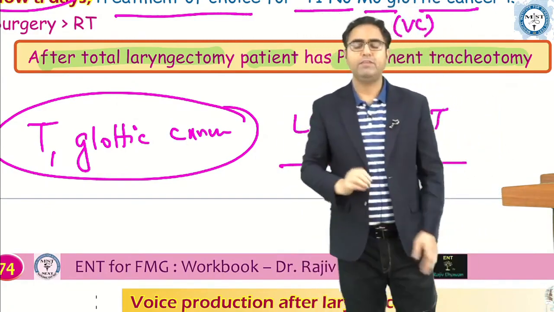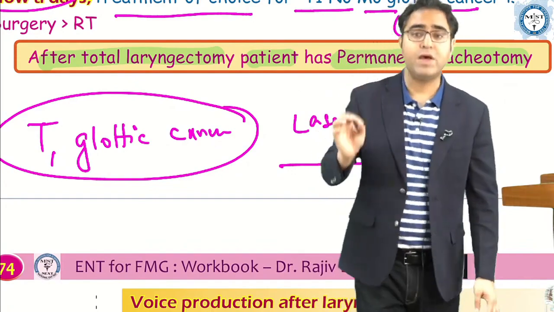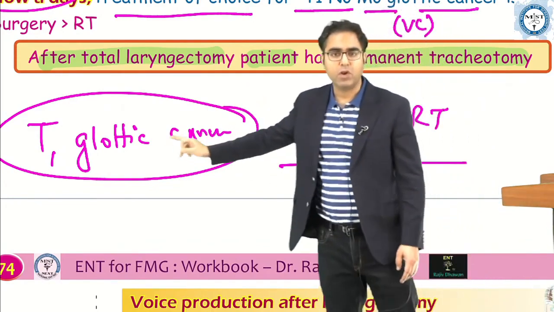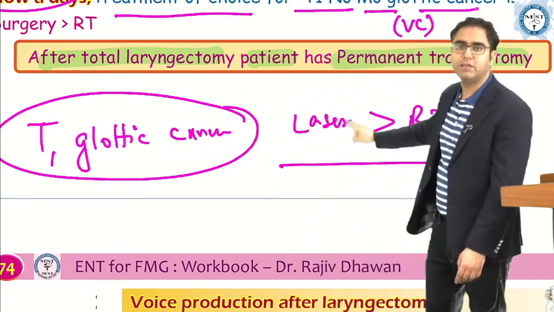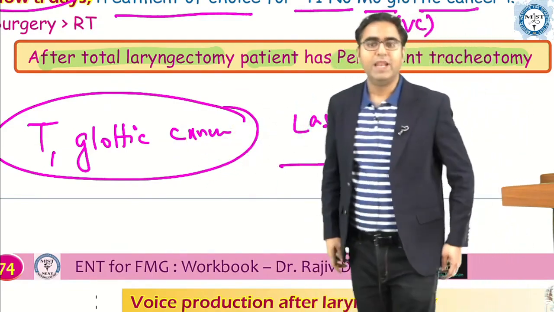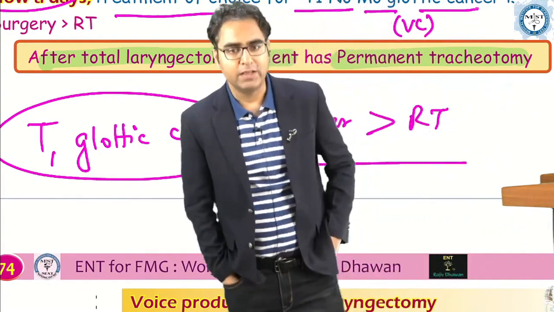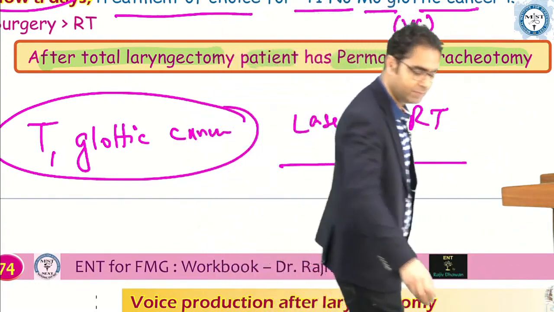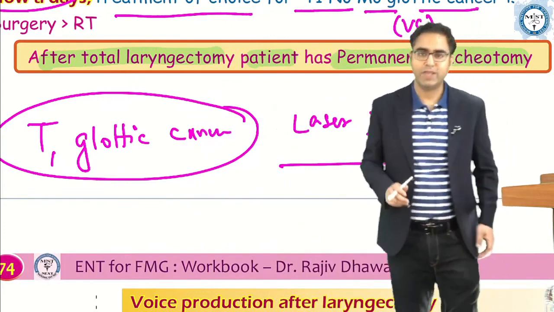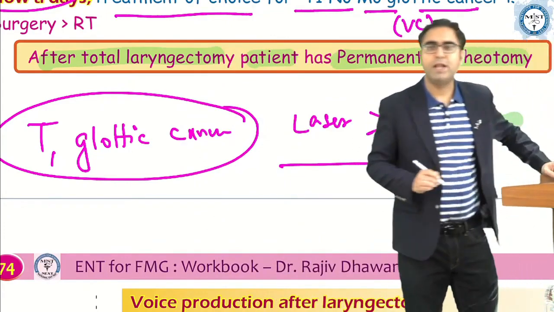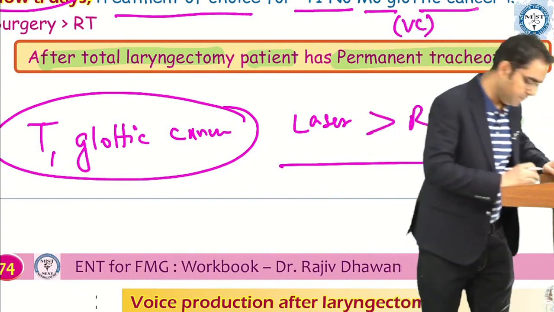But nowadays, treatment of T1 glottic cancer has changed. If the question is particularly T1 glottic cancer, treatment will be laser. Laser is a better answer than radiotherapy. Am I clear? Okay, fine. Very good. After total laryngectomy, patient has got permanent tracheostomy.